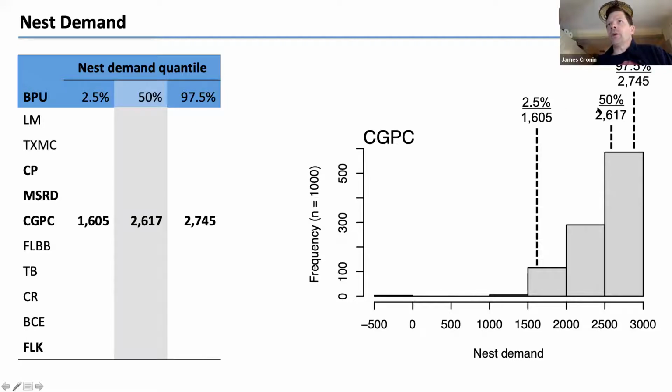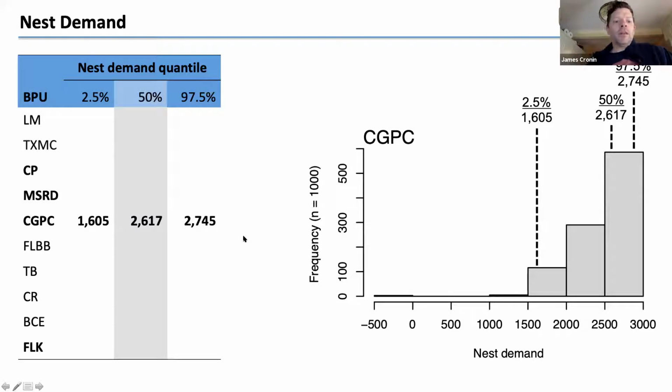What I'm showing you here are the quantiles. There's a 2.5% quantile, a 50% quantile, and a 97.5% quantile. The 50% just means that of those 1,000 samples, half of them are below 2,617, and the other half are above 2,617. I just took these quantiles and tossed them over into this table here, because we're going to look at these instead of looking at a bunch of distributions.